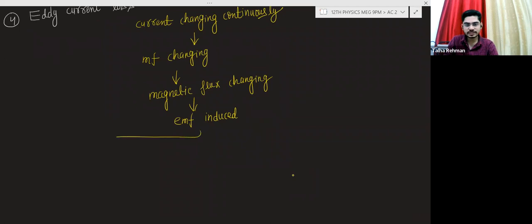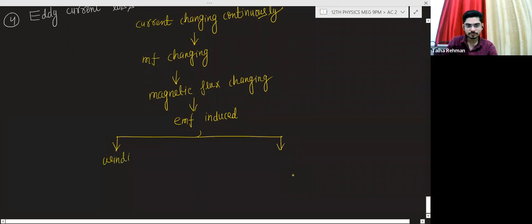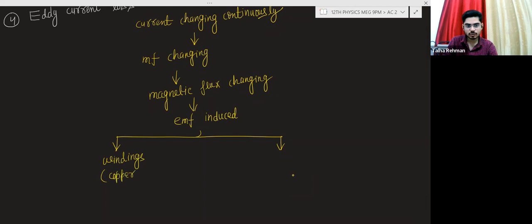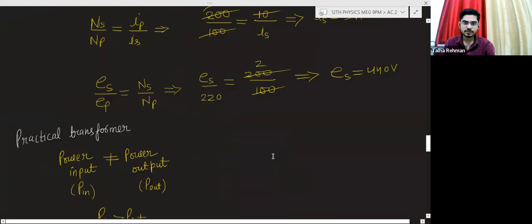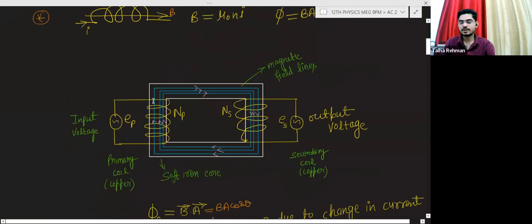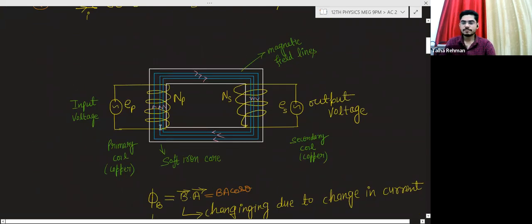Here in this case, there are two types of induced EMF. One induced EMF will induce across windings. Okay, we have copper windings, copper wires. See the structure of the transformer. Here current changing, magnetic flux changing, EMF is inducing in this winding.